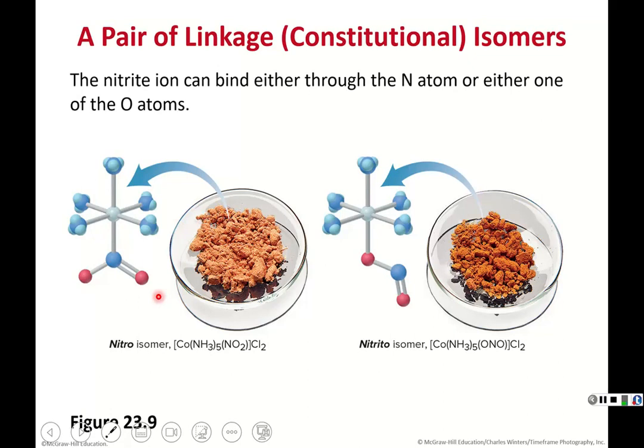Here's a pair of linkage isomers. And if you look at the structure here, we have the NO2 group as one of our ligands. In this case, we're binding through the nitrogen atom to the metal. In this case, we're binding through the oxygen atom. So those would be known as linkage isomers. And you can see that the properties change slightly. They're maybe a slightly darker color in this case. But overall, it's the same formula, just connected differently.